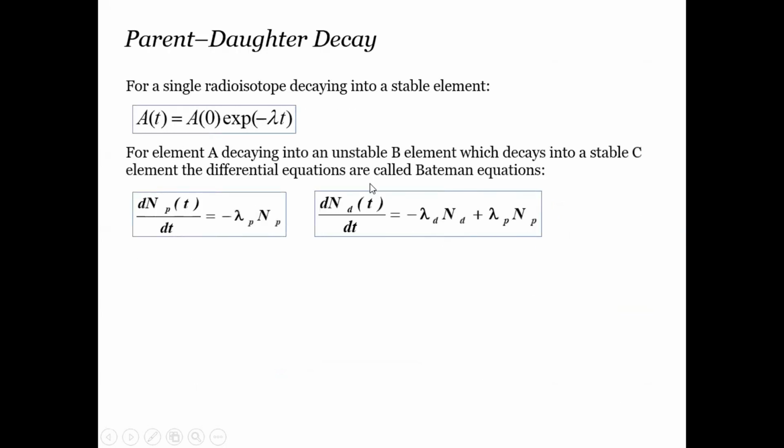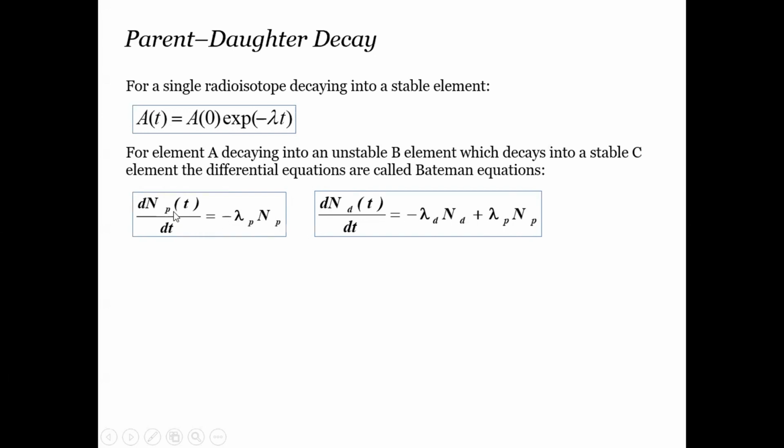For a single radioactive decay into a stable element, from A to B, the radioactivity obeys this e to the power minus lambda t relationship. That is the exponential radioactive decay. But for an element which decays into an unstable element B, which then decays into a stable C, the differential equations are the Bateman equations.